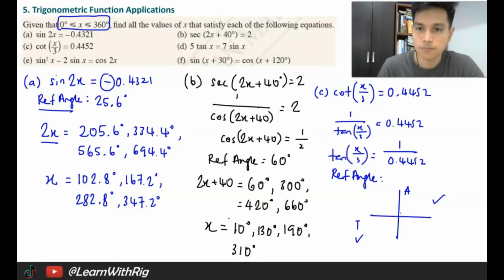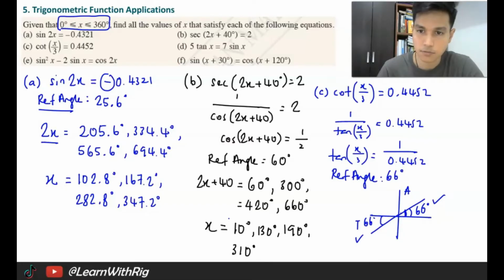So for the first quadrant, once you find your reference angle, you will get your answer is 66 degrees. Just press tangent inverse and then type 1 over 0.4452. You should get 66 degrees. So 66 degrees is the first one, which is here. The second one should be here. So the first angle is 66.